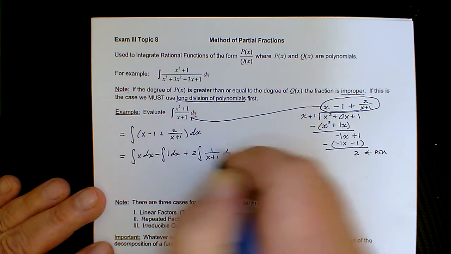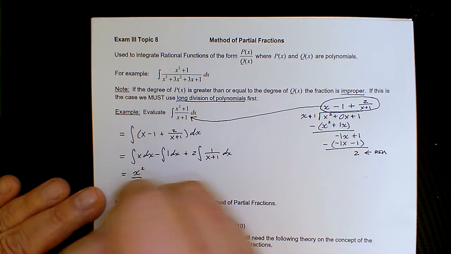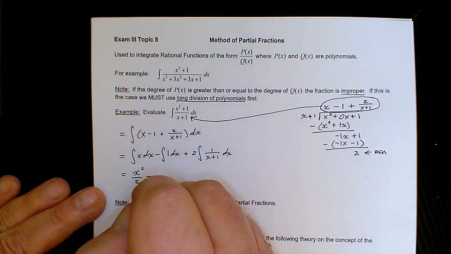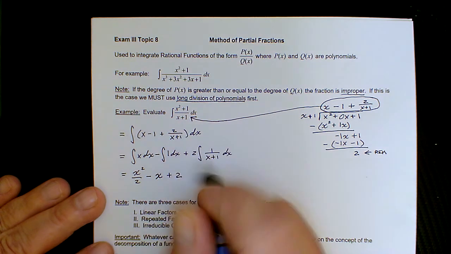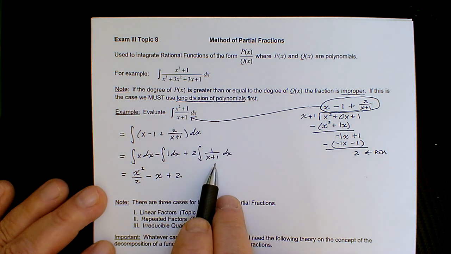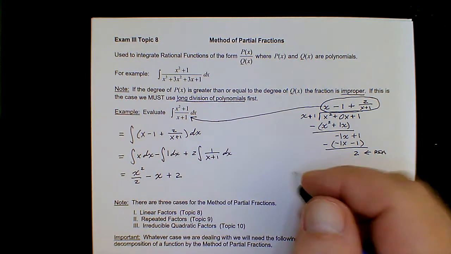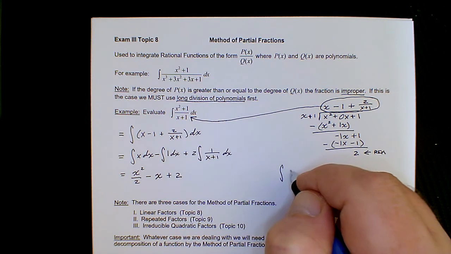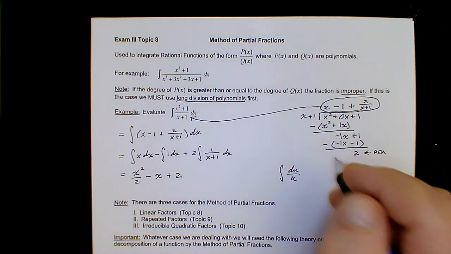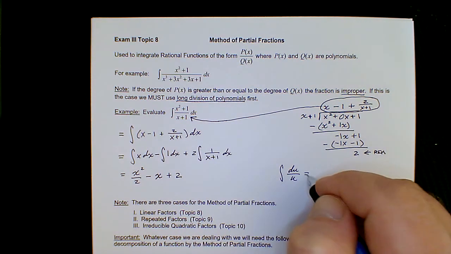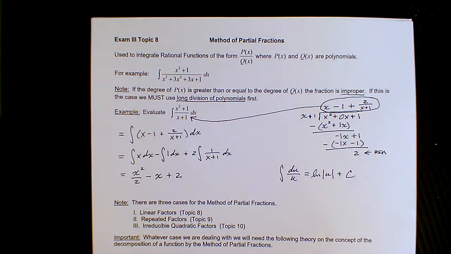And the first 2 are readily integrable. x integrates to be x squared over 2. Negative 1 integrates to be negative 1x, or just negative x. And then we have plus 2. And here we're going to encounter this situation quite often because we're dealing with rational functions, so obviously fractions. Our basic formula for integrating fractions is either du over u to the n if the denominator is a power. But if the denominator is not a power, then du over u, which results in the natural log of the absolute value of u plus a constant, as we should know.